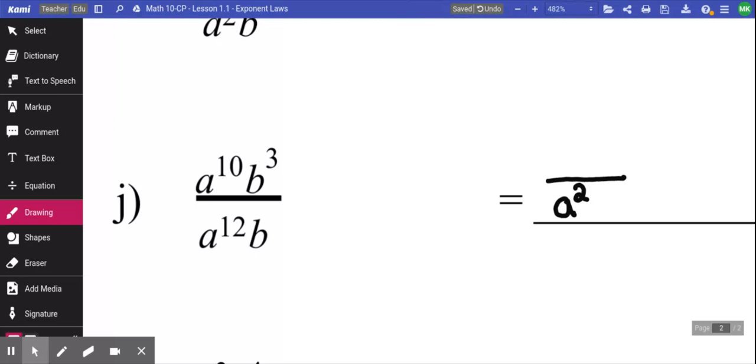Then the b's would go. If there's 3 b's on the top and they battle 1 on the bottom, the top would win, and it would have 2 left over. So this would become b squared divided by a squared. Squared means to the power of 2. The a's went to the bottom because there was more of them. The b's went to the top because there was more of them. And that's how you decide which place things go.